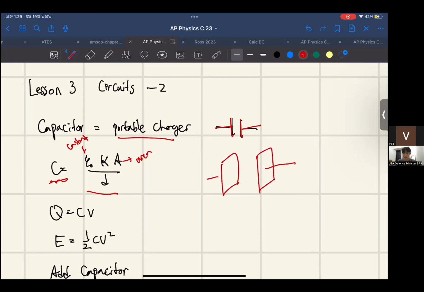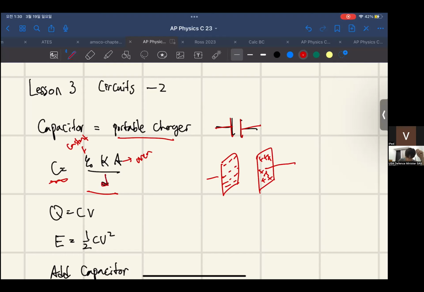You have two plates side by side, and you want to store negative charge on one side and positive charge on the other. So of course, if the plate is larger, you would be able to store more negative charges and positive charges. That is why you have A in the numerator, so that when the area increases, the capacitance also increases.